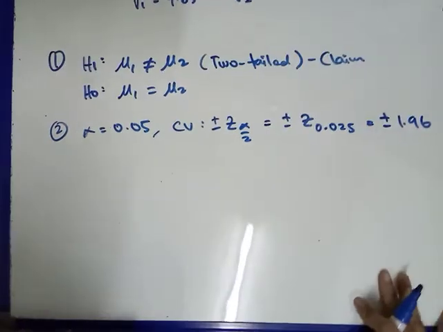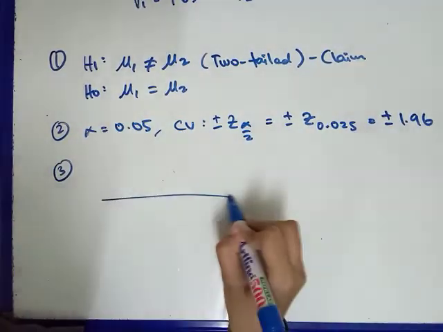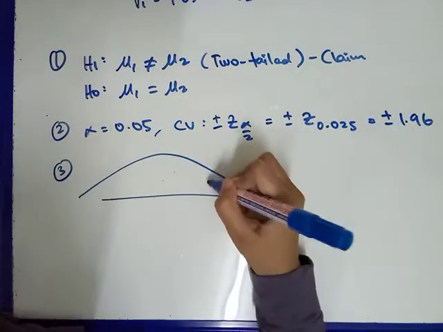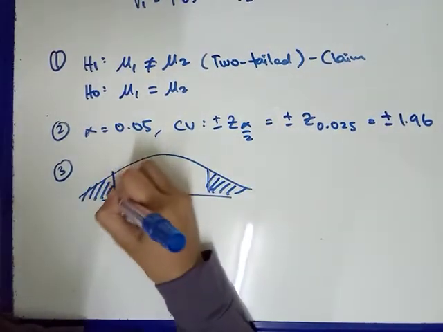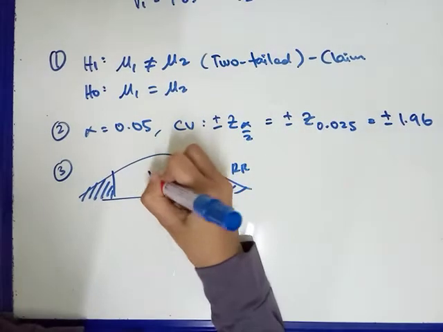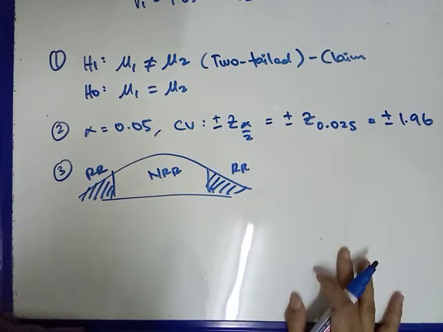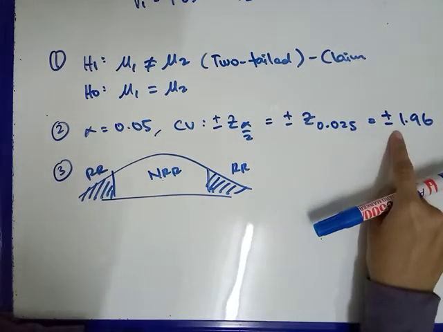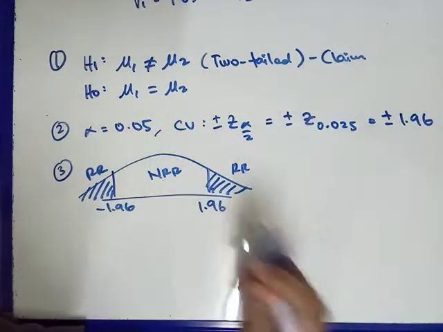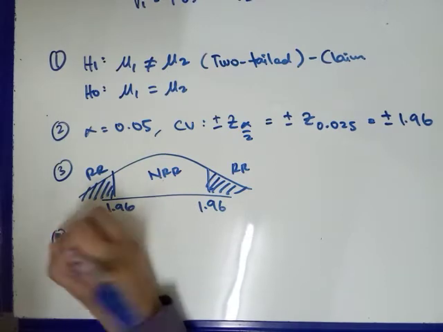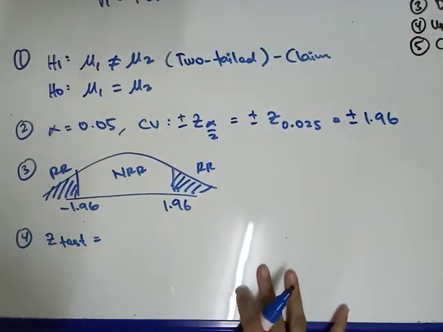Okay, and then third step is draw the graph. Okay, draw the graph two tail of the area. Okay, this is RR, this is NRR, this is RR. Okay, and then step 4 is, okay, state the critical value, which is 1.96, negative 1.96. Okay, and then step 4, use the Z test formula. Dia nampak dah? Okay, z-test formula.